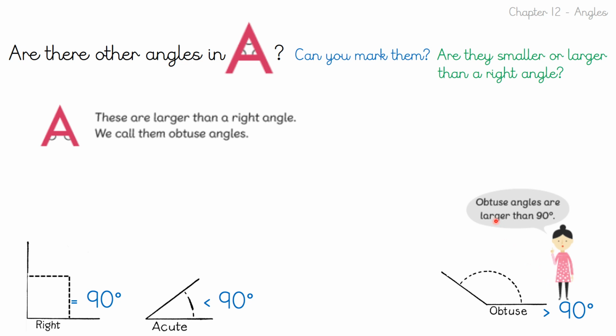So can you read this with me? Obtuse angles are larger than 90 degrees. Once more, obtuse angles are larger than 90 degrees.